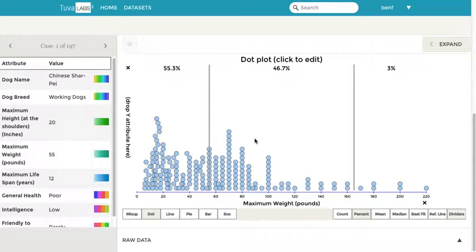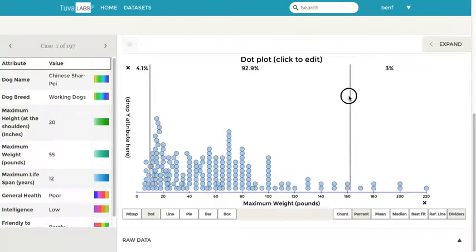The typical weight can be found by locating the central clump. We can move the dividers and place them where most of the dog weights seem to be clustered. Notice that 4.1% of the dogs weigh between 0 and about 10 pounds. 79.7% of the dogs weigh between about 10 pounds and somewhere about 90 pounds. And 16.2% of the dogs weigh between about 90 pounds and 220 pounds.